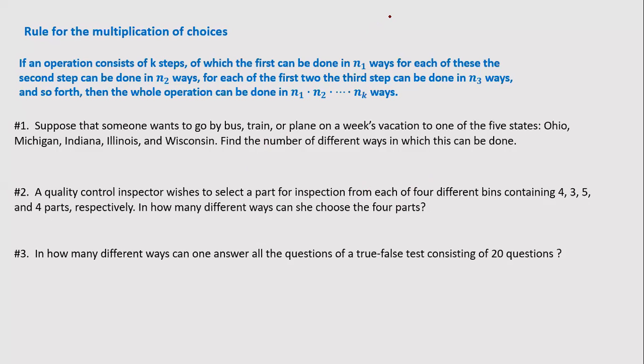Okay, so let's take a look at what this one means here. The first bin here is bin number 1. How many different parts does bin number 1 have? It has 4 different parts.